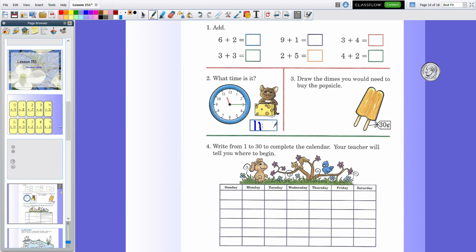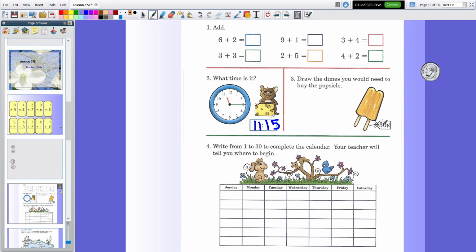Well, it's a teen, and teens always start with a 1. That's right. And a 15 is a teen that's a fifth. What's a fifth? A fifth is a 5. Okay, so we have 11, 15. Very good. This one over here says, draw the dimes you need to buy the popsicle.